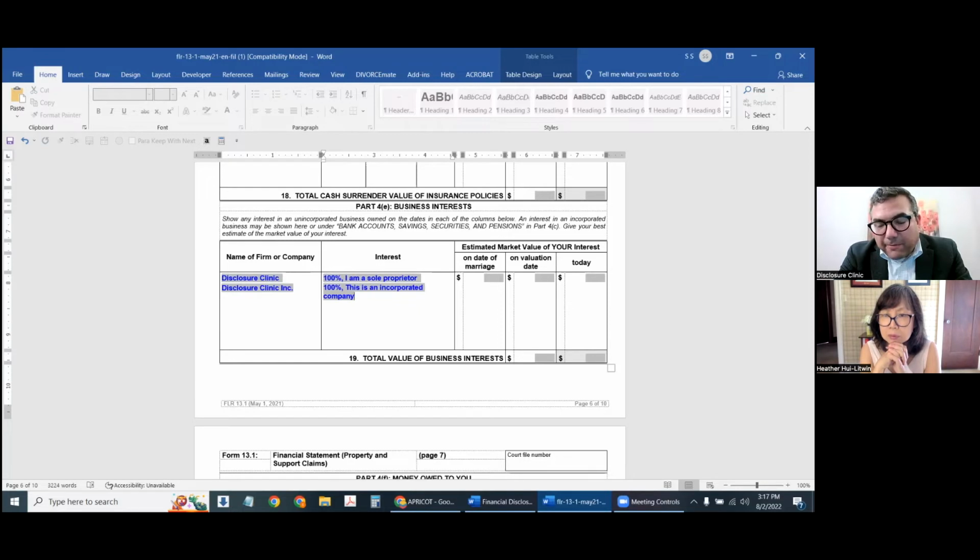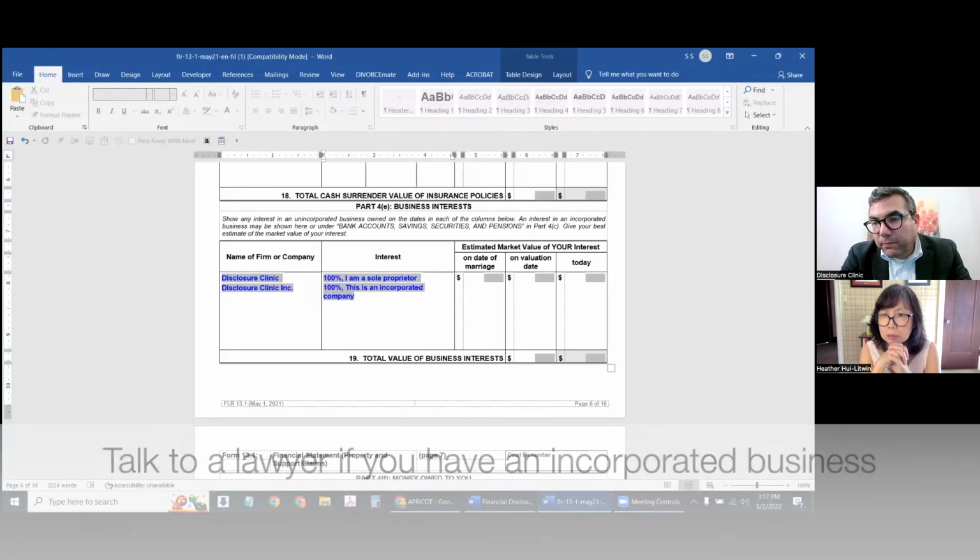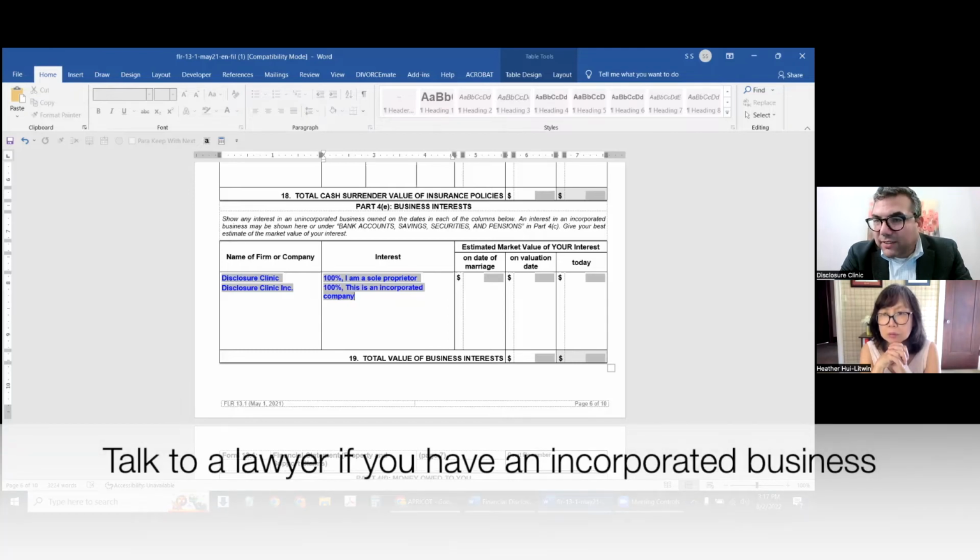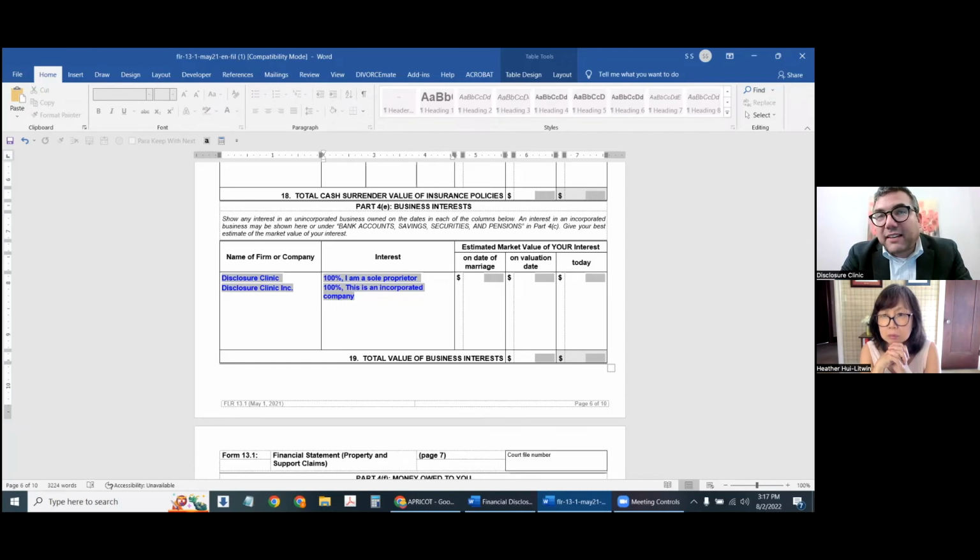Now, putting a value on a corporation is its own question. There are a number of factors that I'm not going to go into, but if you have an incorporated company, you need to talk to a lawyer. You just need to. Because the corporation itself, consider it like a bubble. In some sense, within that bubble is a whole other financial statement of assets and debts, and there can be value more than just the bank accounts less the debts.